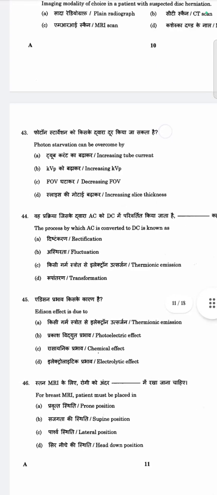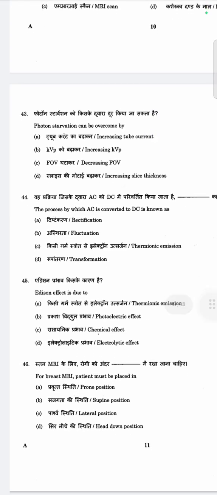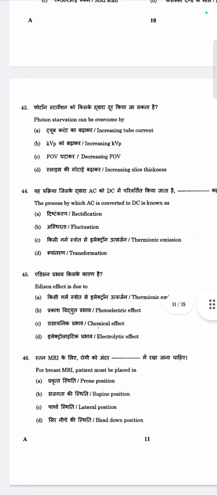Photon starvation is overcome by: increase the kVp, increase the tube current, decrease the FOV, decrease the slice thickness. In photon starvation, there are not enough photons, so we increase the kVp.